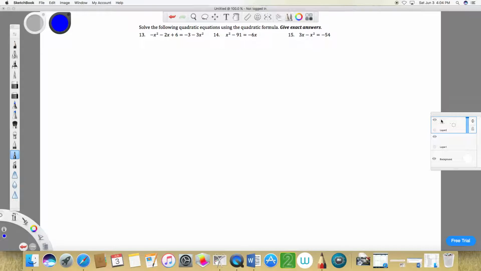Let's take a look at these three quadratic equations. Since we do have a middle term here, we want to get these in standard form, in the form of ax squared plus bx plus c equals 0. And then our quadratic formula, which you've seen in every math class that you've had in high school, I believe.